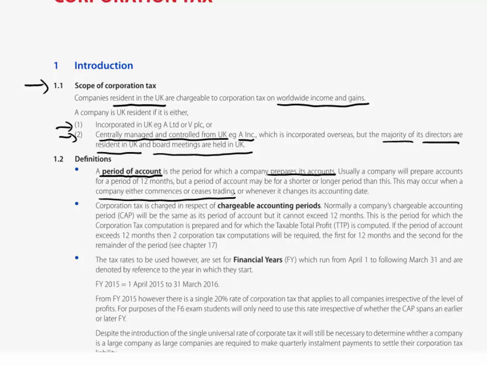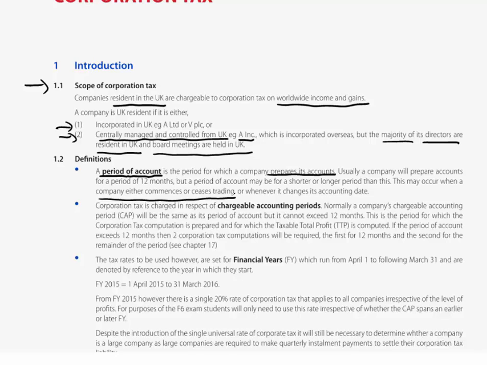What it might do is start trading on, let's say, the 1st of November and decide that the 31st of December is its chosen accounting date, but think, well, from the 1st of November it's only 2 months to the next 31st of December. I don't want to be preparing accounts for just a short 2-month period, so we'll run an opening period of account of some 14 months and go through to the following 31st of December.